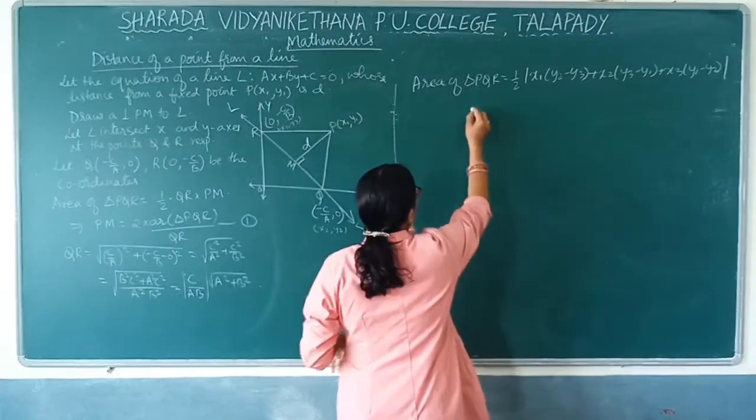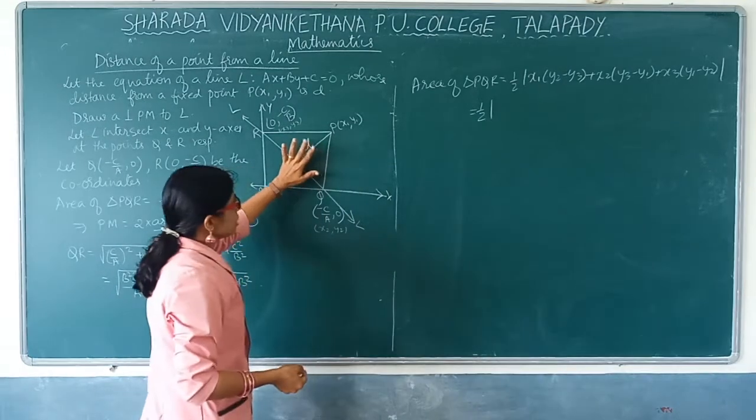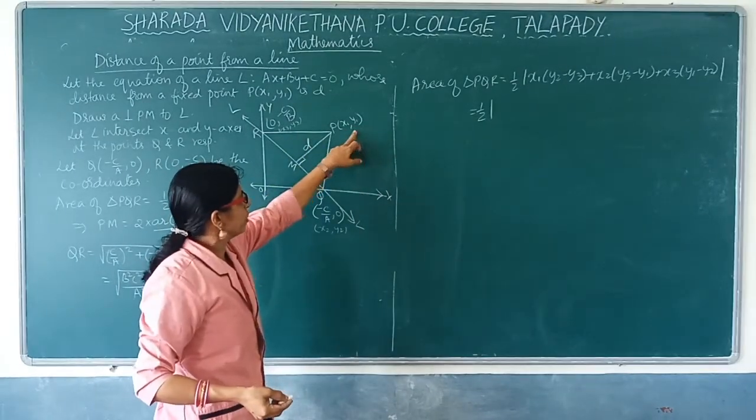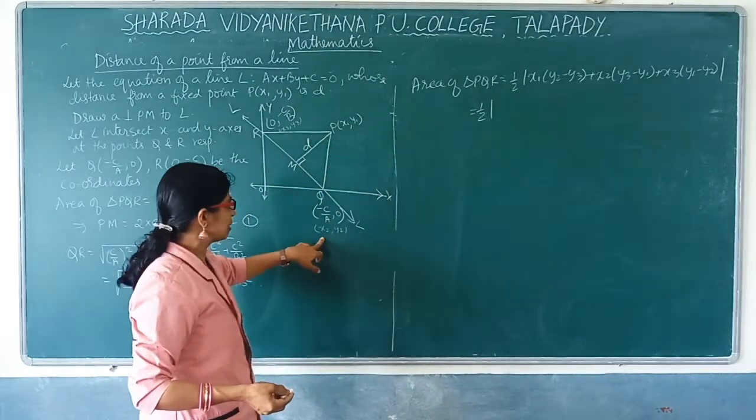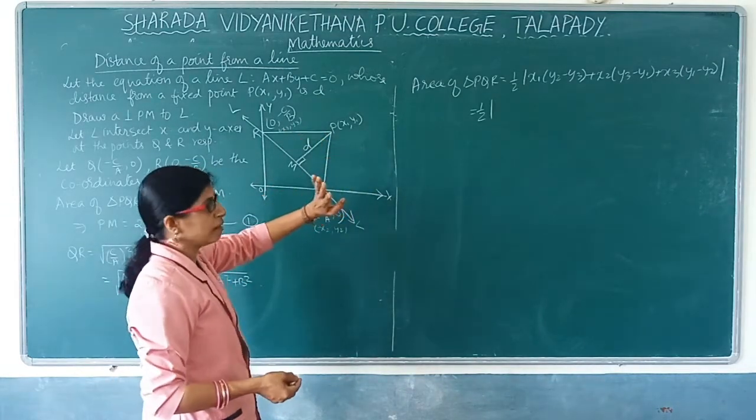So now substitute these values from the figure. What is x1, y1, we will take as x1, y1. Now I told you we wrote this as x2, y2, this is x3, y3. In order to substitute in this formula only I have done that.